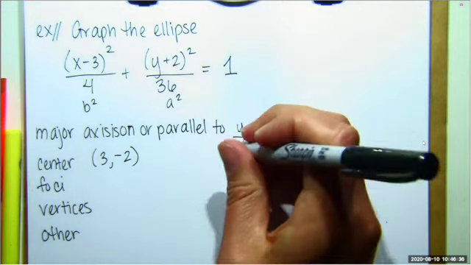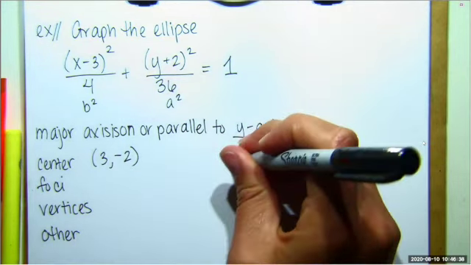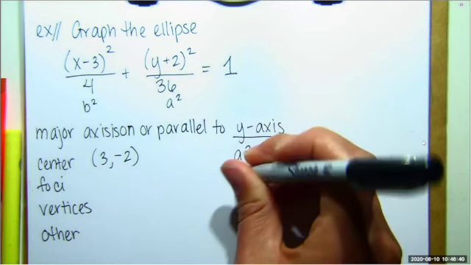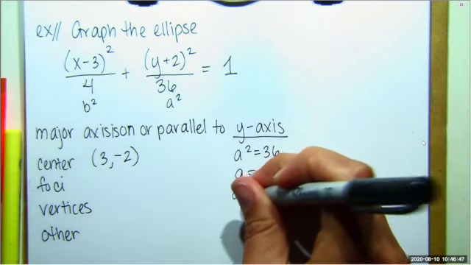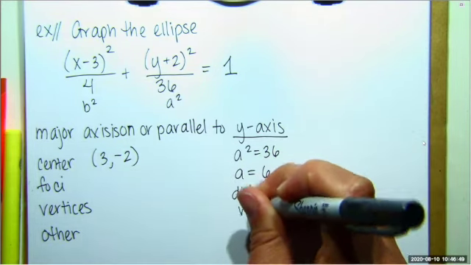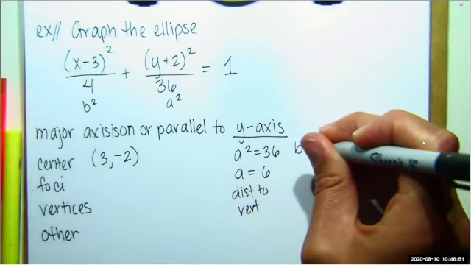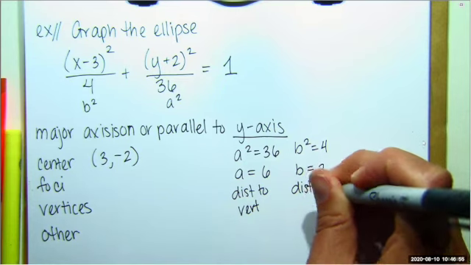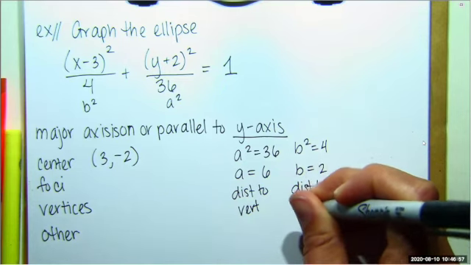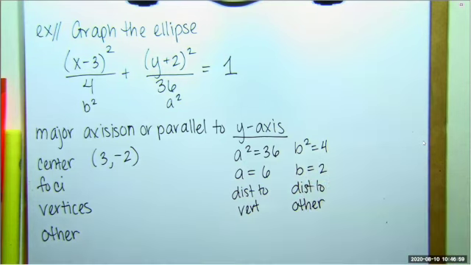All right. So next we need A, B, and C. We have that A squared is 36, which means that A is 6. That is our distance to our vertices. We have that B squared is 4. That means B is 2. This is our distance to those points of intersection with the minor axis. So those I'll just call other points. We don't have to write that again.